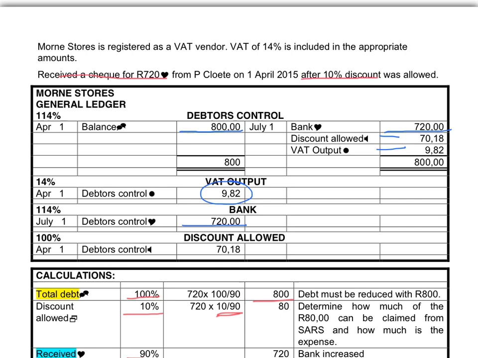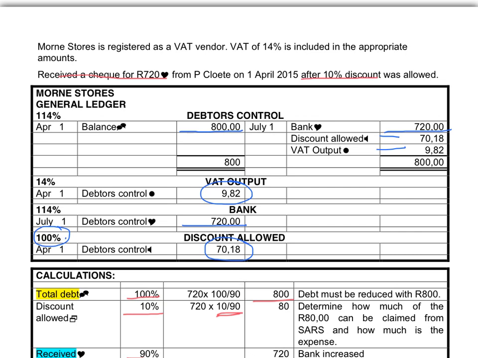The discount allowed will be debited with 70 rand 18 cents, and that is the amount that the business will lose. This is the discount that will be recorded in the income statement to reduce your profits. So if you look at the percentages, the discount allowed is a 100% account. So all expenses and all income can never include VAT in your ledger. It must always be the 100% figure and not the 114% figure. The 100% figure is also the one that will go to the income statement to determine your profits and loss.